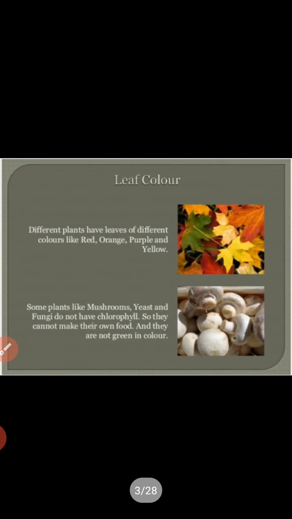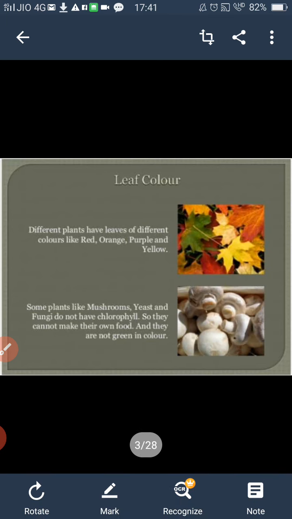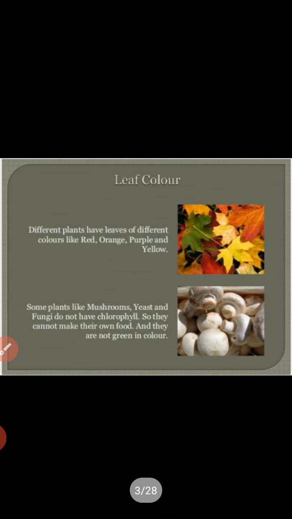And also they are of different colors. It is not like the leaves are always green, right? They can be red, orange, purple and yellow. And some plants have mixed colors on a leaf, like green and yellow. Both colors are there on one leaf, and these types of special leaves are called variegated leaves. Okay, this you will do later on in higher classes.